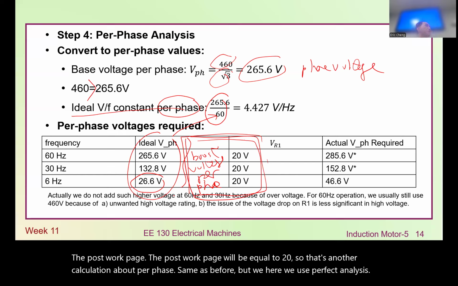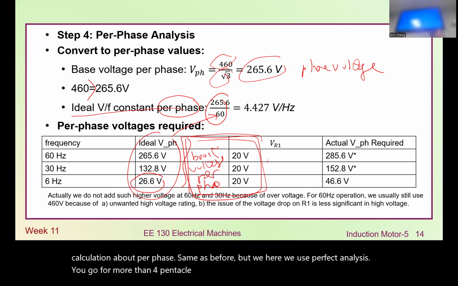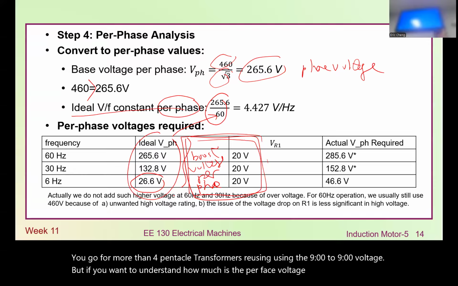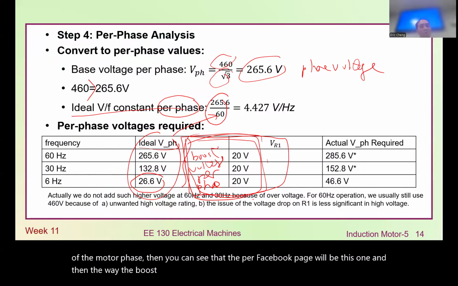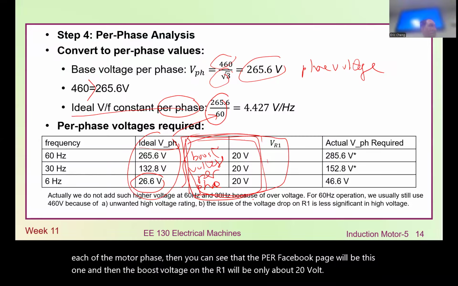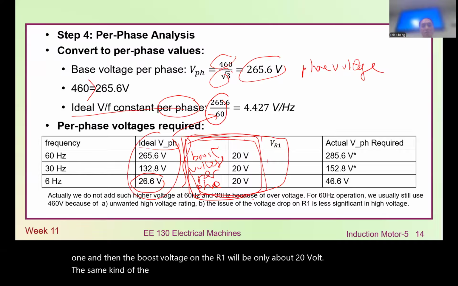For a practical transformer, we're using the line-to-line voltage. But if you want to understand how much per phase voltage we apply on each motor phase, then you can see the per phase voltage will be this one, and the boost voltage on R1 will be only about 20 volt. The same kind of analysis as before.